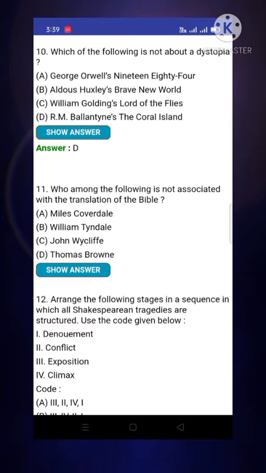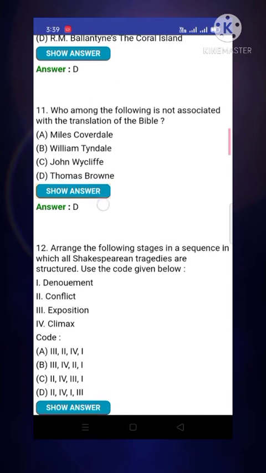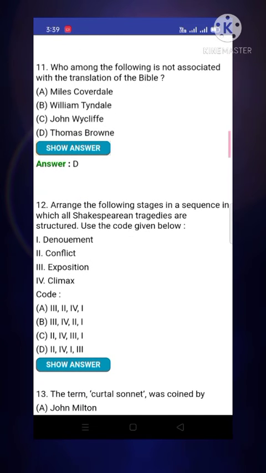We have to identify the name of the person who is not associated with the translation of the Bible, and the correct option is Thomas Browne, option D. Thomas Browne is not a person associated with the translation of the Bible. Okay, dear students, we have to keep this question in our mind.